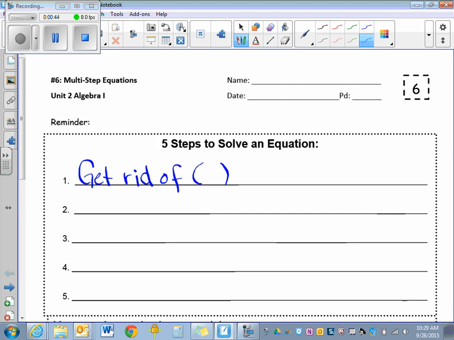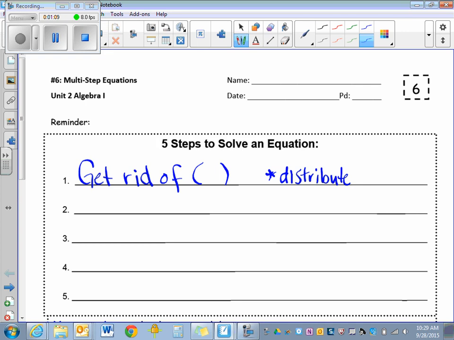This often requires you to distribute, so you might want to put a note there of distribute. And there's actually a way we can solve without having to distribute. I'll show you an example of that today. But sometimes it's easiest to go ahead and distribute it out, so we don't have to deal with parentheses anymore.